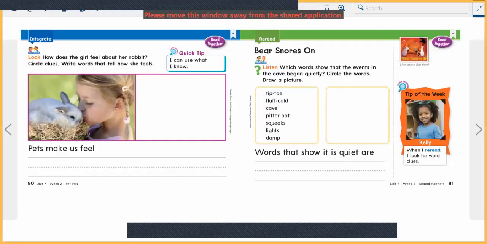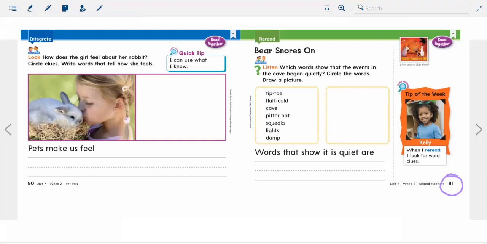Open up your close reading companion to page 81. Make sure you put your first name and your last name at the top of the page and the date. So we read the story, Bear Snores On. Which words show that the events in the cave began quietly? So we're going to circle the words and you're going to draw a picture.